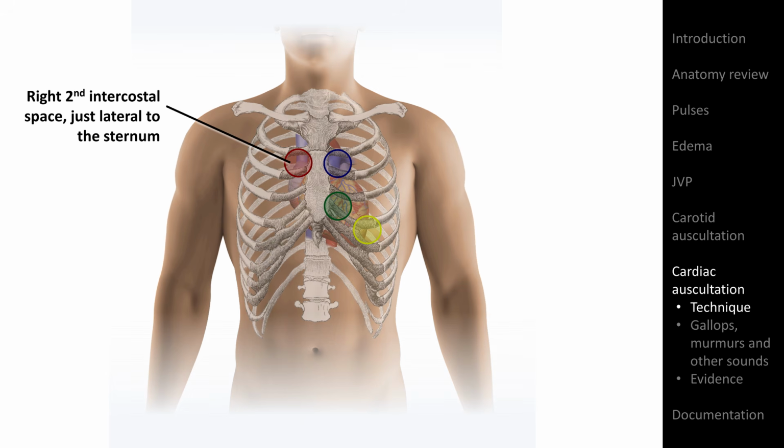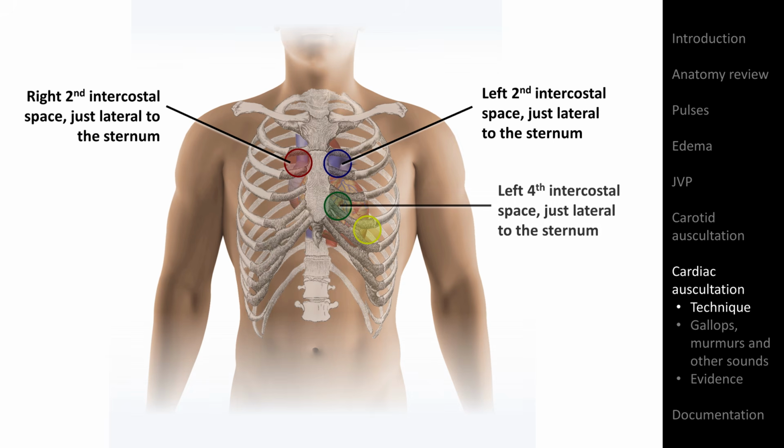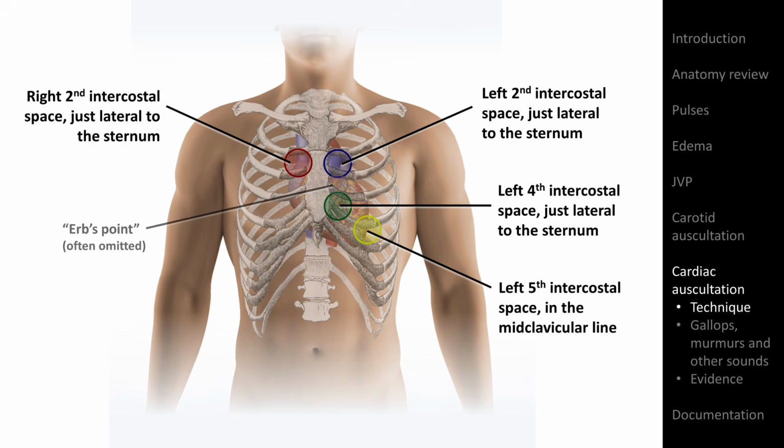The second right intercostal space, just lateral to the sternum. The second left intercostal space, also just lateral to the sternum. The fourth left intercostal space, also just lateral to the sternum, and the fifth intercostal space in the mid-clavicular line, which actually sits more over the apex of the heart than over the mitral valve anyway. The optional fifth location for auscultation is located in the left third intercostal space and is known by the eponym of Erb's point. Whether auscultation at this fifth location is necessary is a matter of opinion and personal preference.